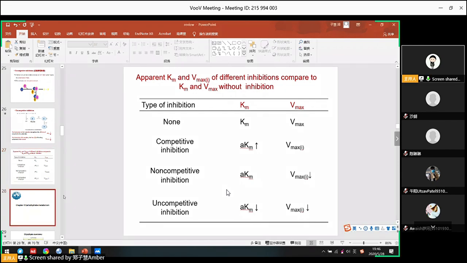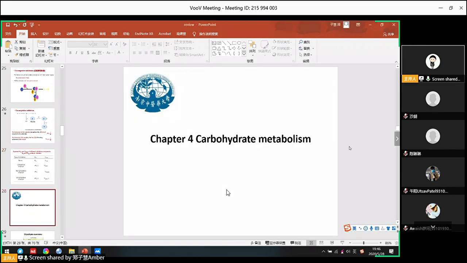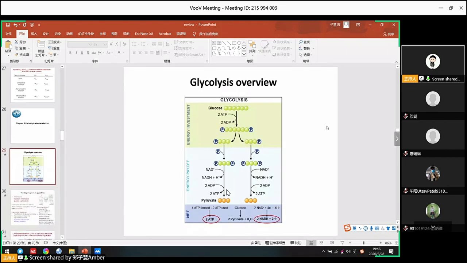Okay, so next, we'll review chapter 4. First important topic is glycolysis. This is the review of the product of glycolysis. Glycolysis has 10 steps, and we have 3 irreversible steps: the first step, the second step, and the 10th step. If I'm asking for the product of glycolysis, what's the product? One molecule of glucose in glycolysis will produce 2 molecules of pyruvate, 2 molecules of NADH, and 2 molecules of ATP.